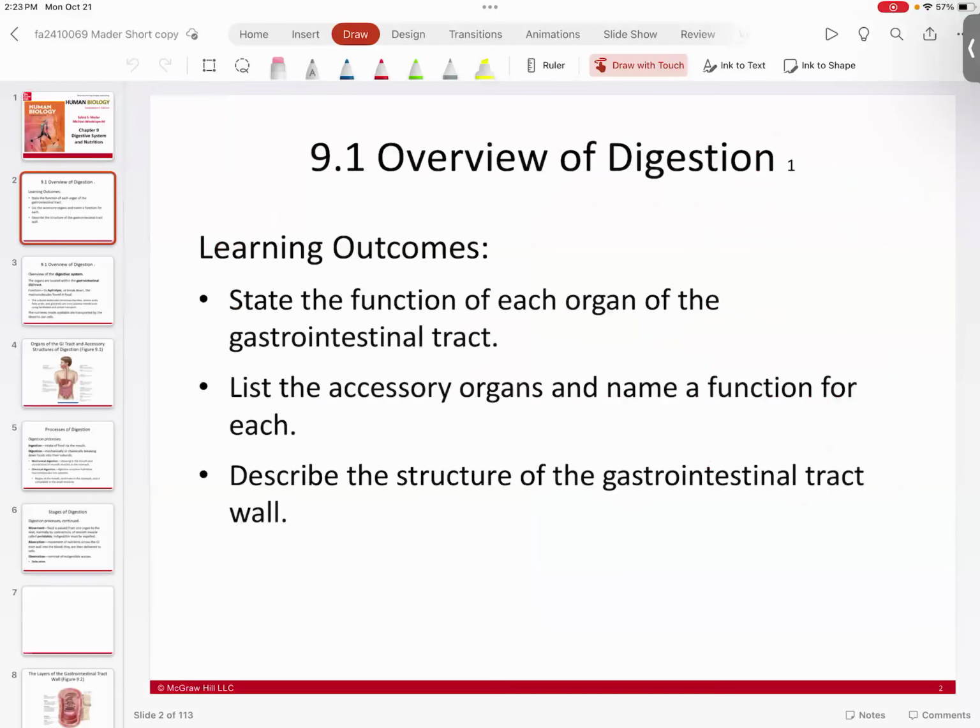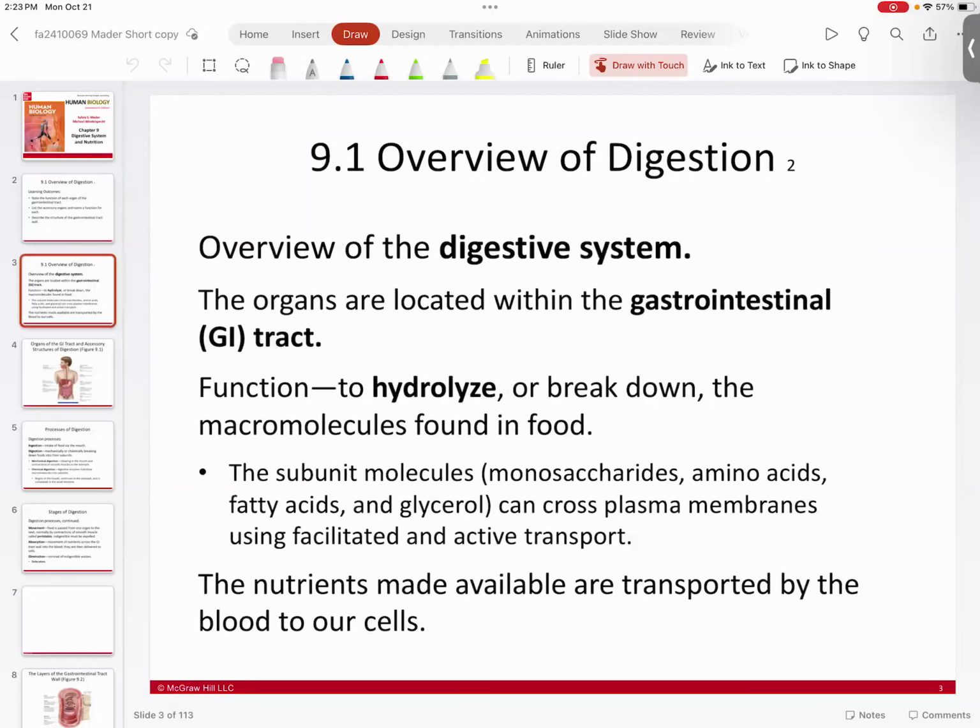So let's go ahead and take a look at our digestive system. You'll notice there's some overlap, right? Because the upper respiratory system is also doing double duty up there in the head and the throat. It's also doing double duty with the digestive system as well. So when you take a look at the digestive system, what we're looking at is essentially one long tube called the gastrointestinal tract.